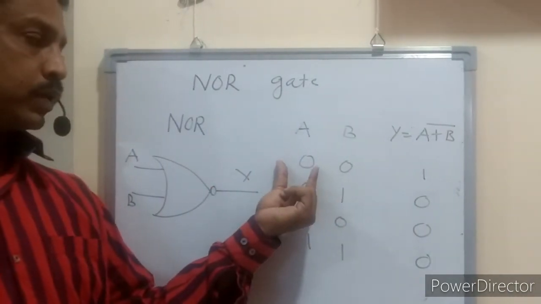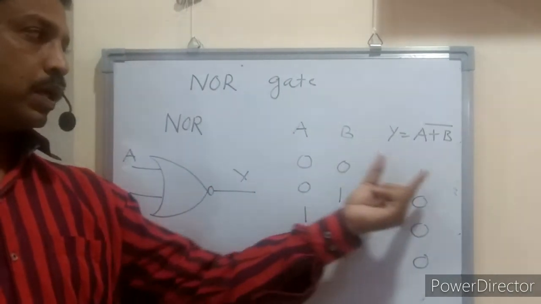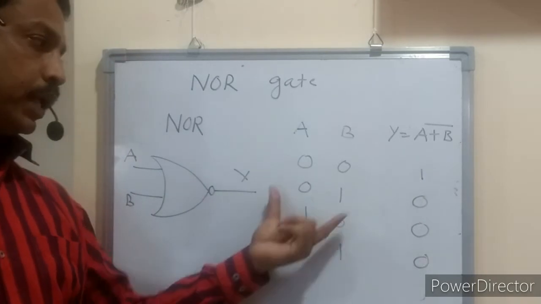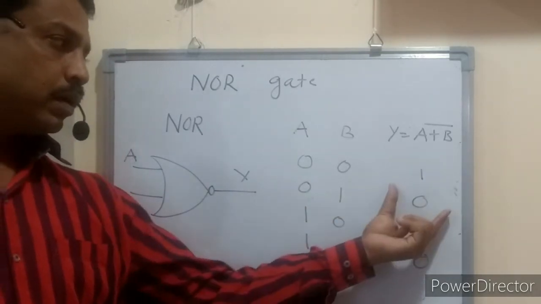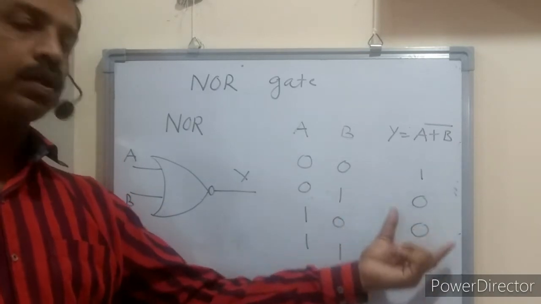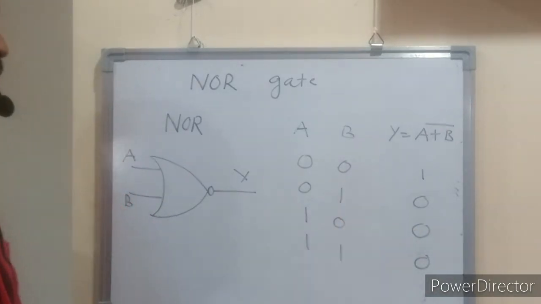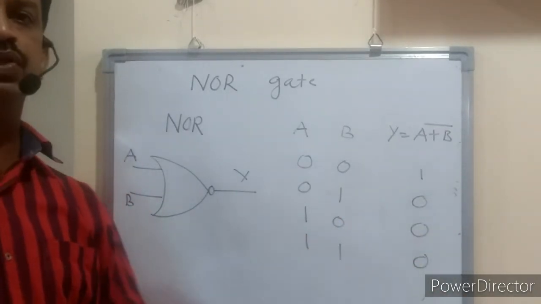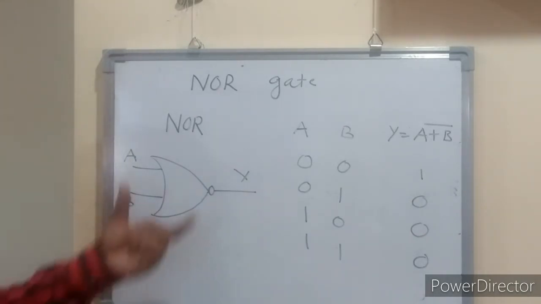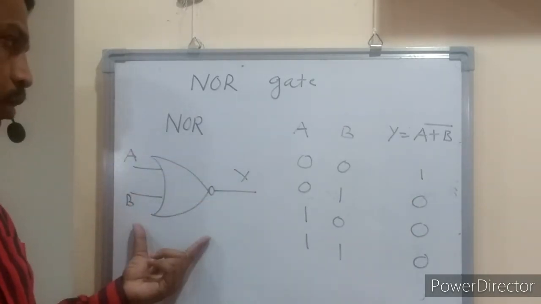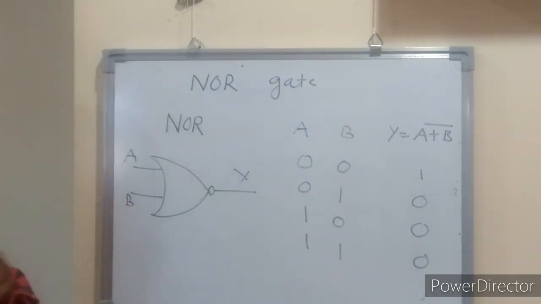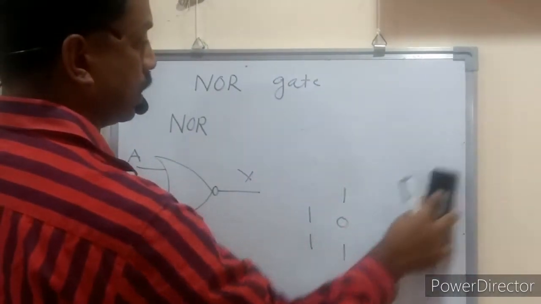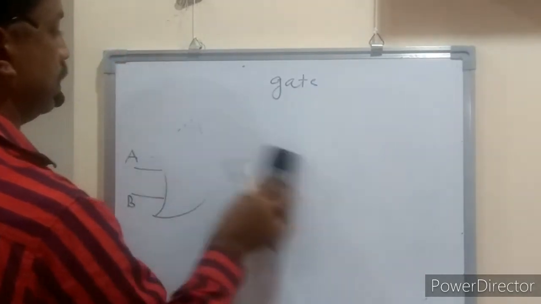If both the inputs are 0, then only the output is 1. If any one input is 1, then the output is 0. So in this way we can draw the symbol of NOR gate and its truth table. The next derived logic gate is NAND gate.